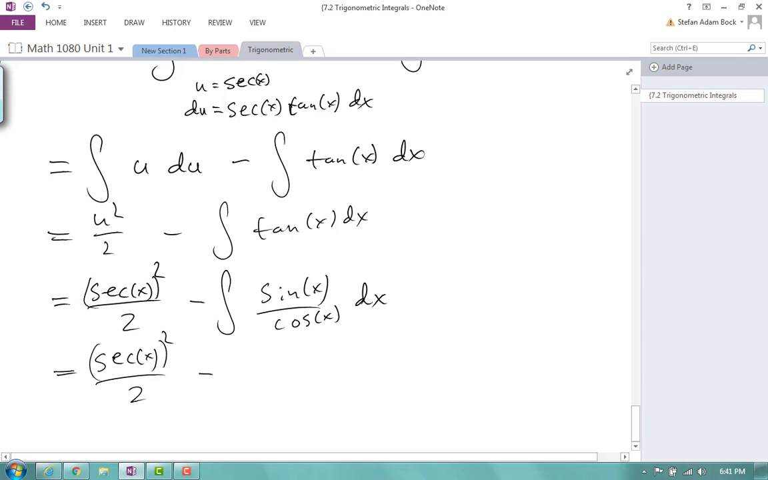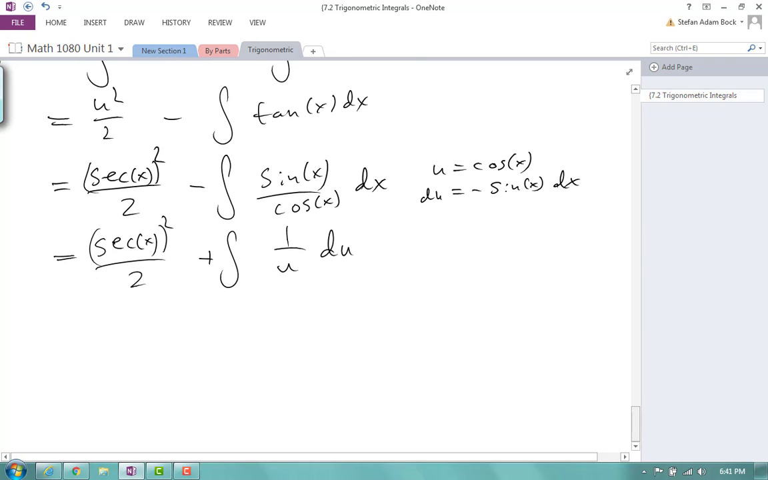If I choose u equal to cosine of x, then my du is equal to negative sine of x dx, which leaves me with plus the integral of 1 over u du, giving me the final answer of the natural log of the absolute value of cosine of x, in addition to my other stuff. So you always have to break off that one last extra tangent when you have that case.